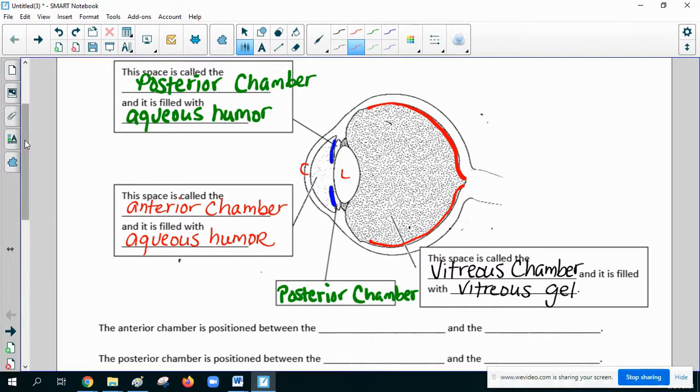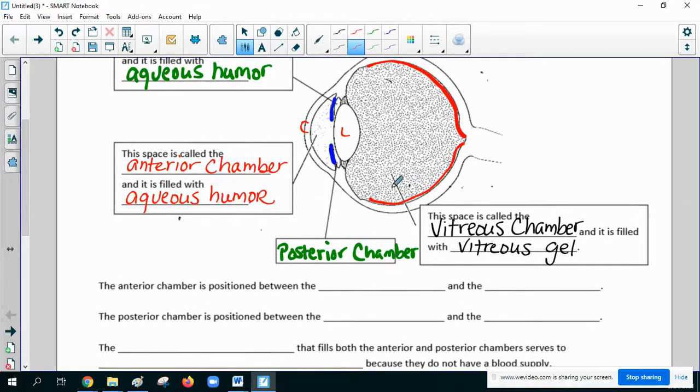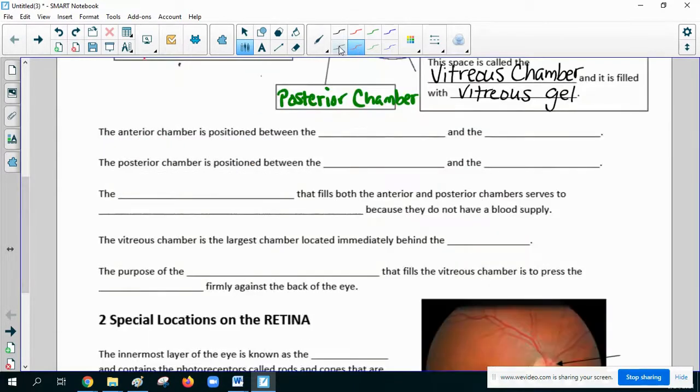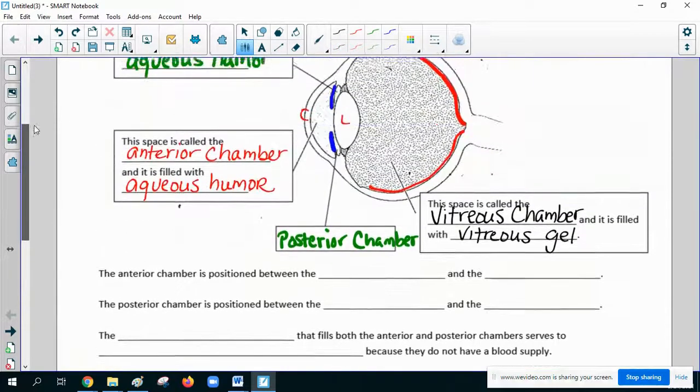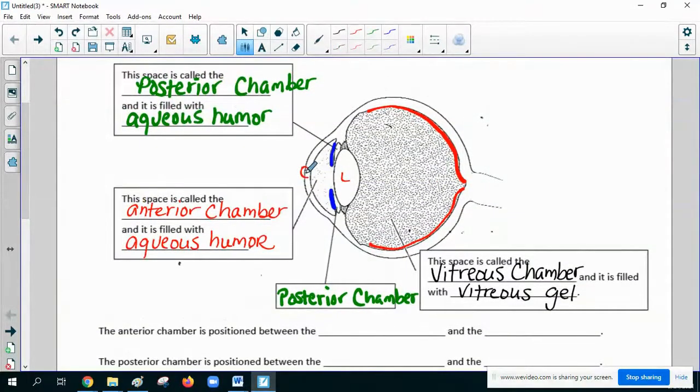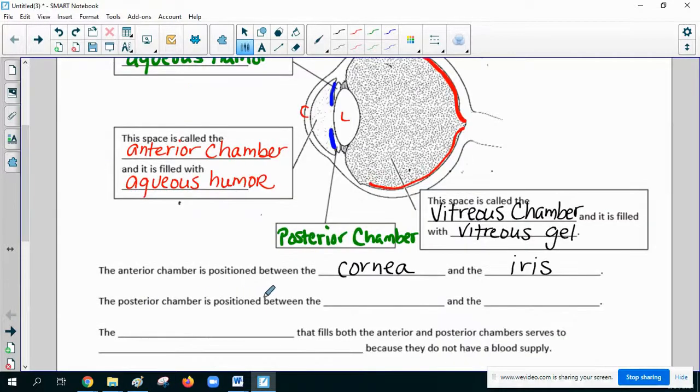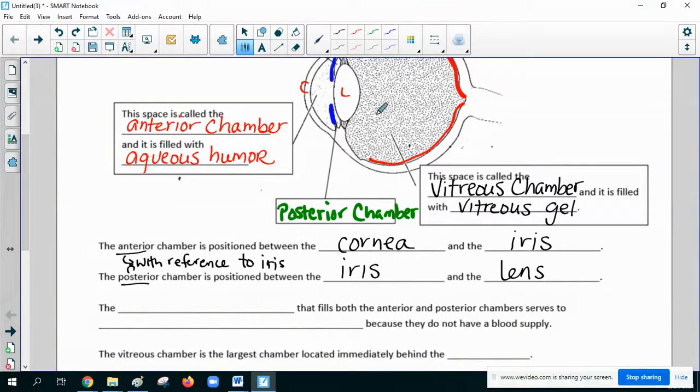So it provides pressure to keep that retina pressed up against the back of the eye. Okay, so let's talk about exactly where these are positioned. The anterior chamber is positioned between the cornea and the iris. The posterior chamber is positioned between the iris and the lens. Okay, so these descriptive words are with reference to the iris. And then we would say that the vitreous chamber is posterior or behind the lens.